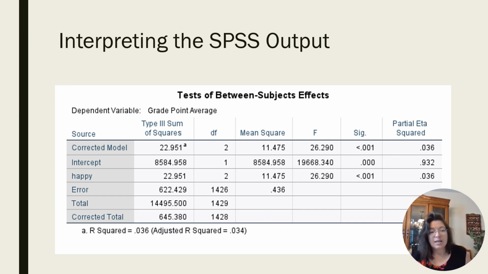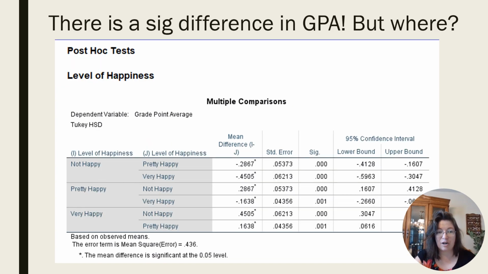The thing that this table doesn't tell us is which happiness levels differ from which ones and how much they differ. So we know that there's a difference somewhere, we just don't know where. And that's why we have a third table that we get from our ANOVA results, and that's the post hoc tests. So post hoc means after the fact.